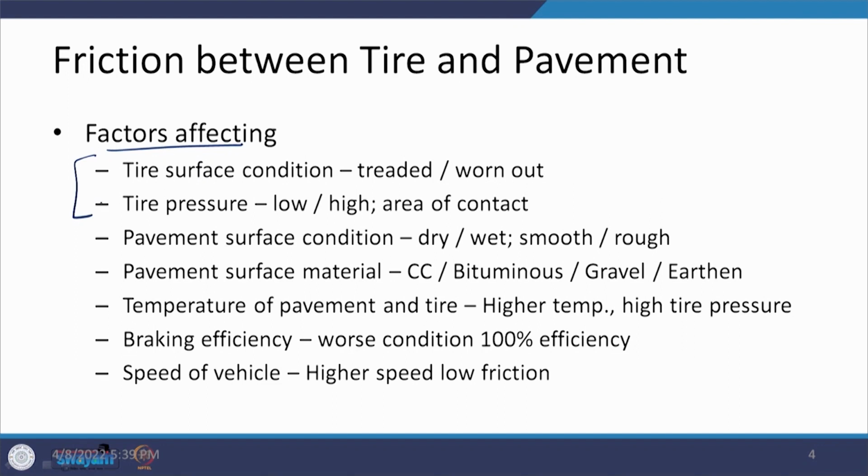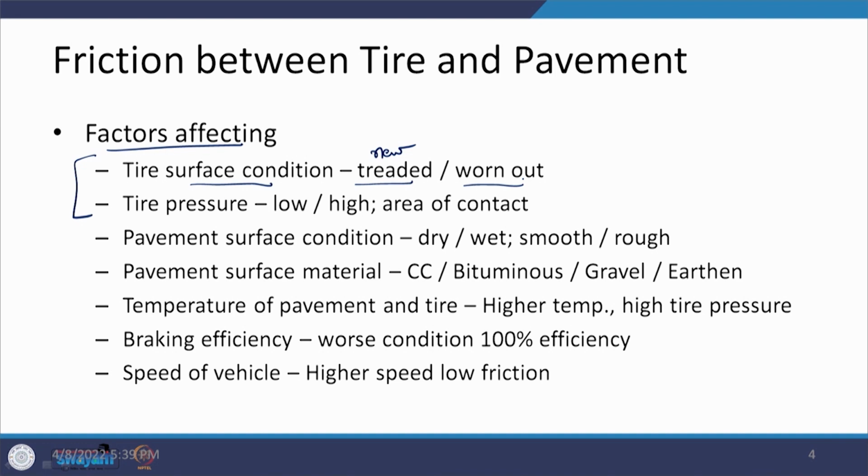When we look at the set of factors which are related with the tire, there are two things which come up. One is what type of surface condition is there on the tire, whether the tire is a new one. If it is new, then you will find that it is a completely treaded tire, that means the grooves are there on the surface of the tire as required, or otherwise it may be a condition where the tire has been used for a number of years and therefore it has worn out.